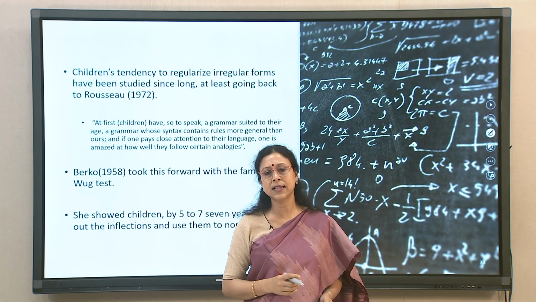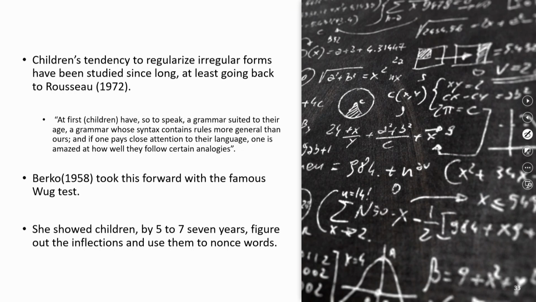Now, this is nothing new, it has been studied for a very long time. Rousseau in one of his texts mentions that at first children have, so to speak, a grammar suited to their age, a grammar whose syntax contains rules more general than ours, and if one pays close attention to their language, one is amazed at how they follow certain analogies. So, this is basically what we are arriving at, the use of regular markers for irregular words. This goes back all the way to Rousseau.